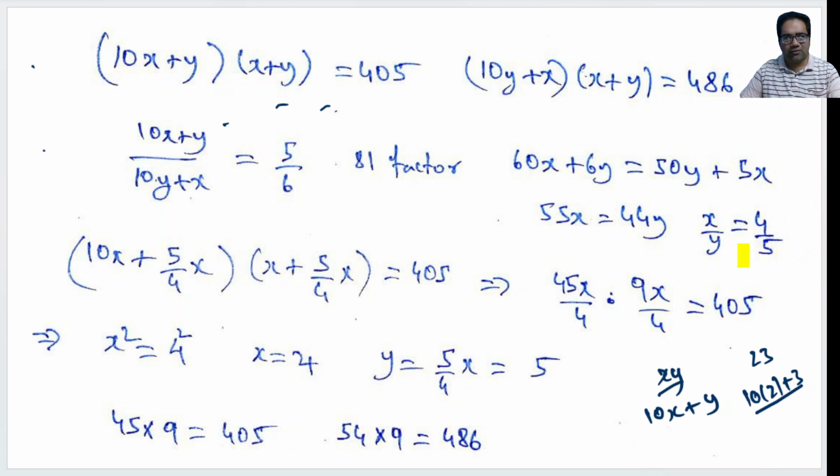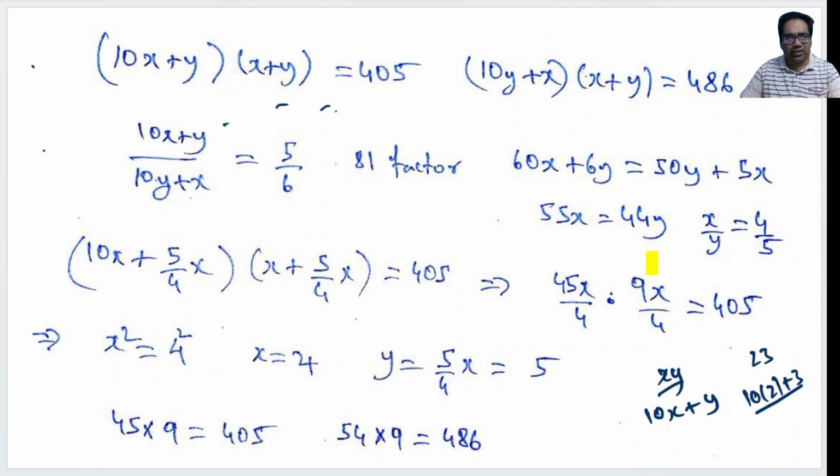Let us substitute y equals 5 by 4 x in the first equation. (10x plus 5 by 4 x) times (x plus 5 by 4 x) equals 405. That gives 45x by 4 times 9x by 4 equals 405. What is 405? 405 is 45 times 9, since 45 times 10 is 450 minus 45 is 405. So the 45 and the 9 will go away, and we are left with x square equals 4 square. That means x equals 4.